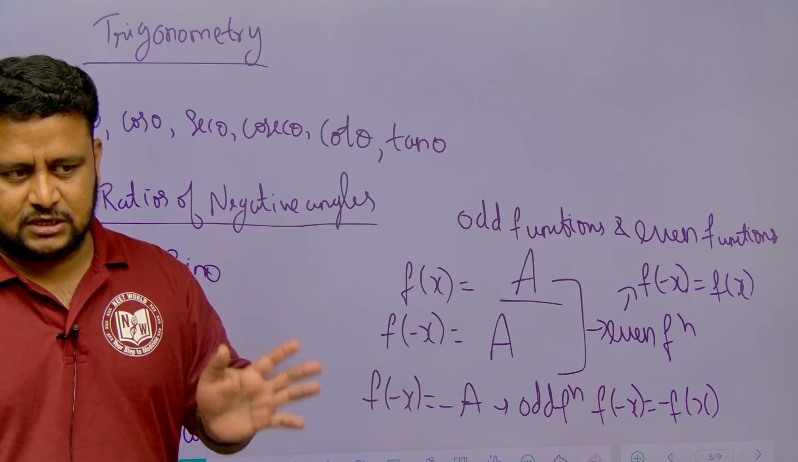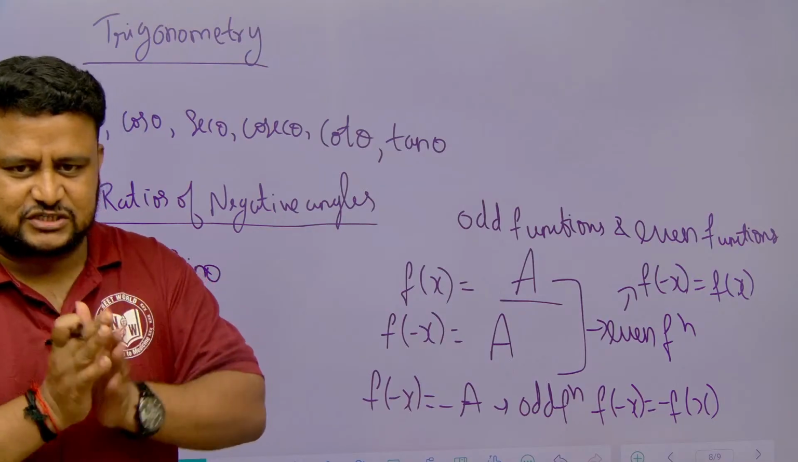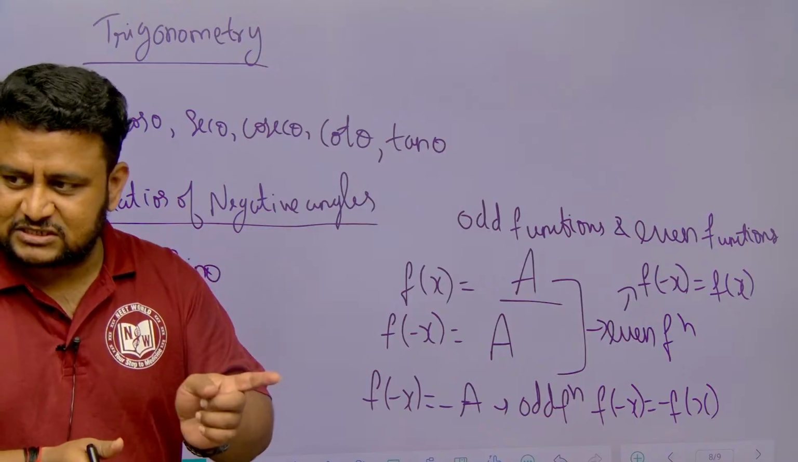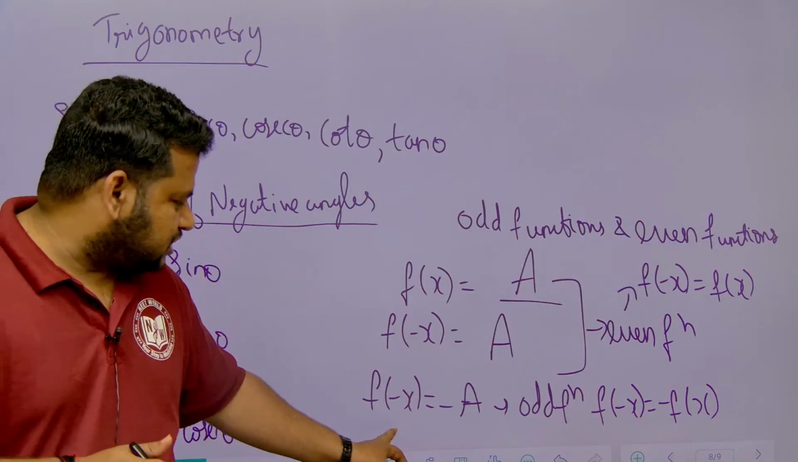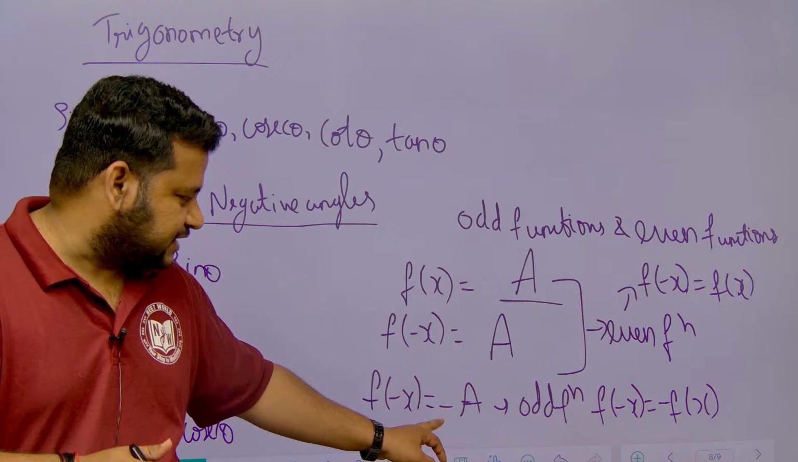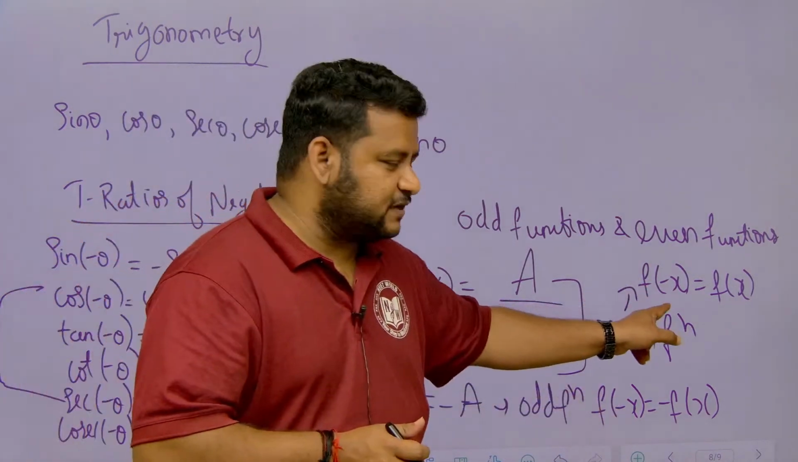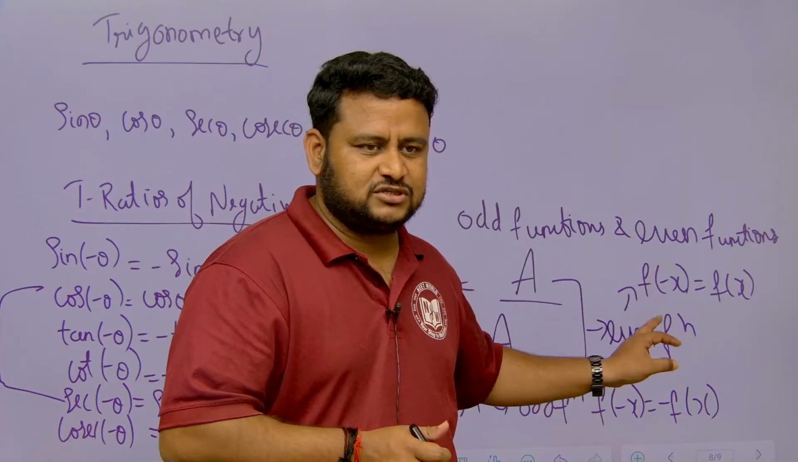Minus. If you are getting the same function as f of t or f of theta, then it is an even function. But if you are getting minus, it is an odd function. So f of minus x, if you are getting minus A, odd function. F of minus x is equal to minus f of x. Here, f of minus x is equal to just f of x only. So this is even functions.